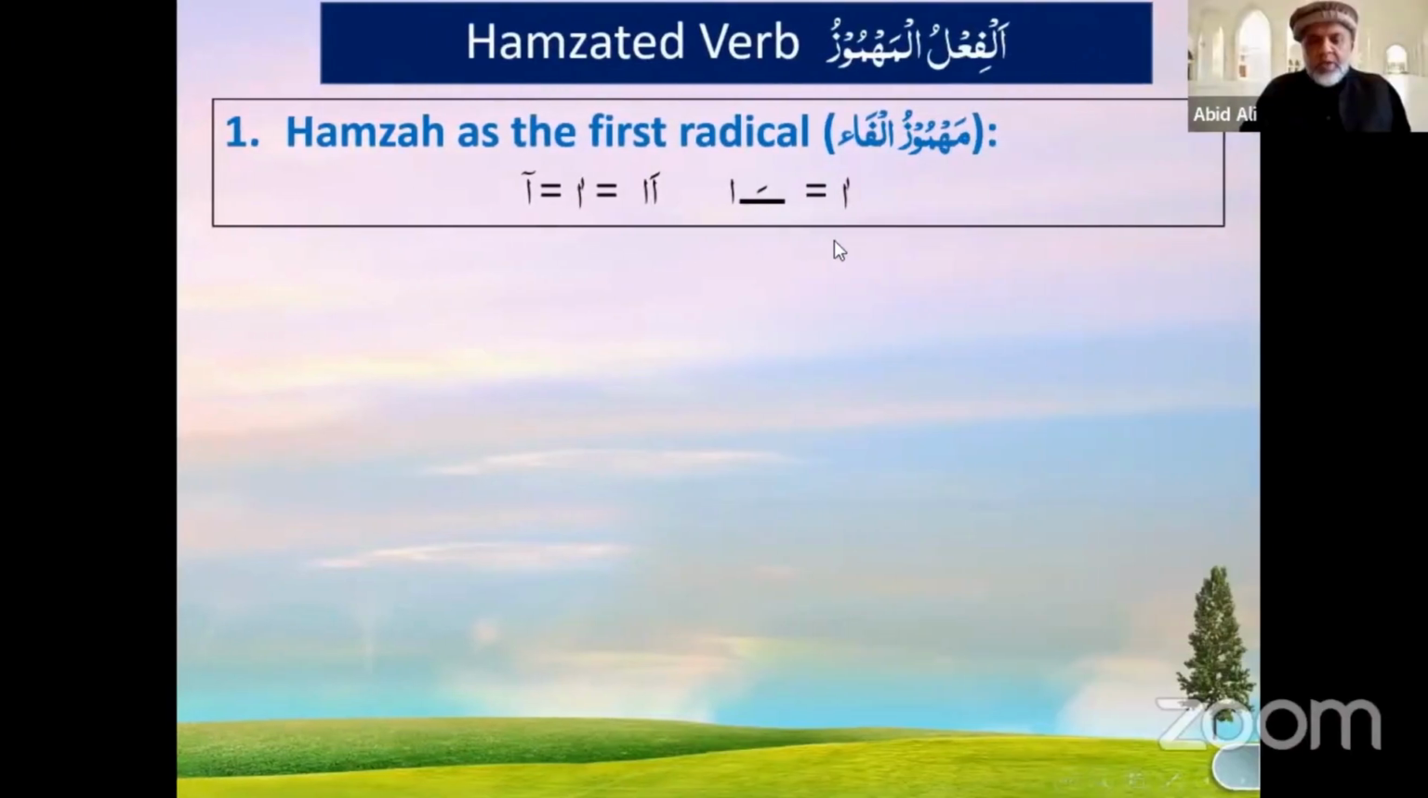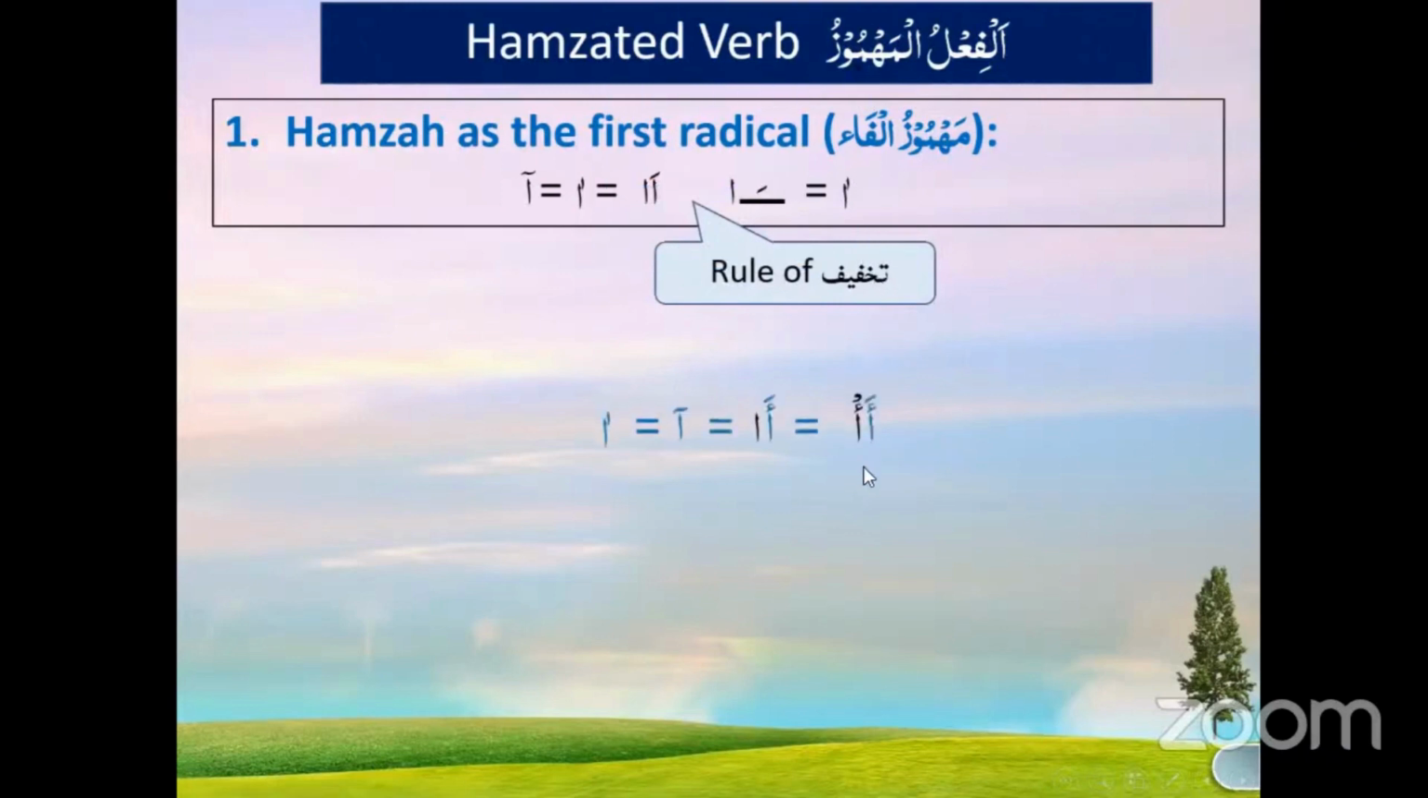How do we deal with mahmuzul fa? This is a situation when we have Hamza with a haraka and then we have Hamza with the sukoon. We have two Hamzas and one of them has a haraka and one of them has sukoon. Follow? So what do we do then? We apply the rule of takfif. Okay. So what do we do?